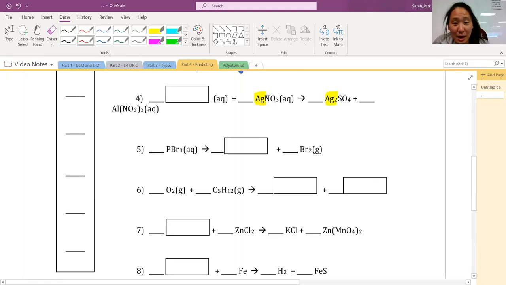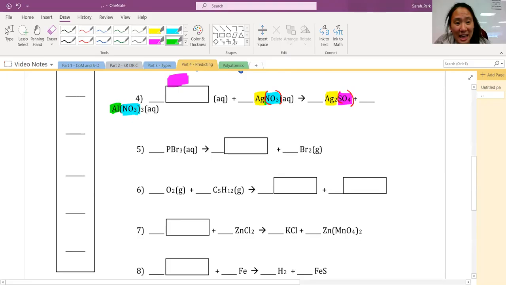You see that there are 3 capital letters here, so there is a polyatomic here. So polyatomic NO3 is on both sides, so I'm good. And then I have a, let's see, a polyatomic here, right? So I am missing an SO4, and what else am I missing here?